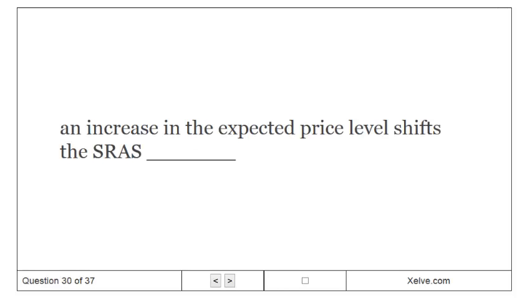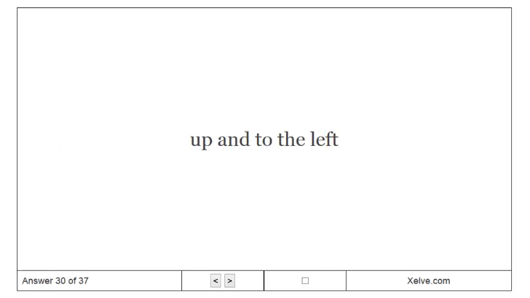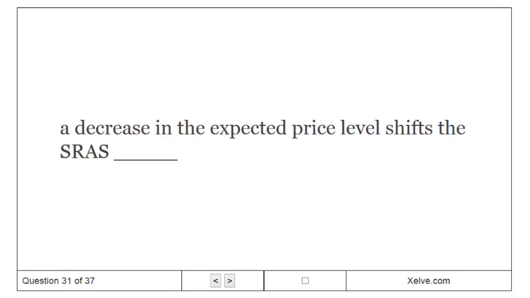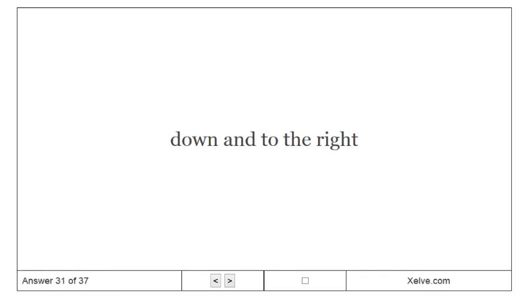An increase in the expected price level shifts the SRAS up and to the left. A decrease in the expected price level shifts the SRAS down and to the right.